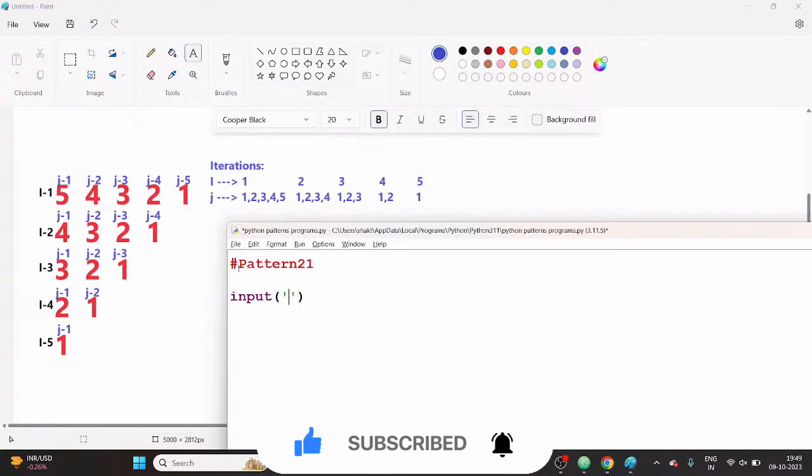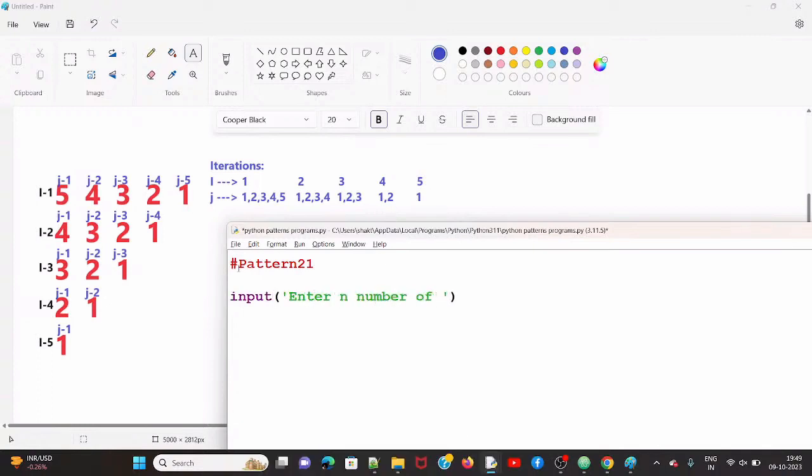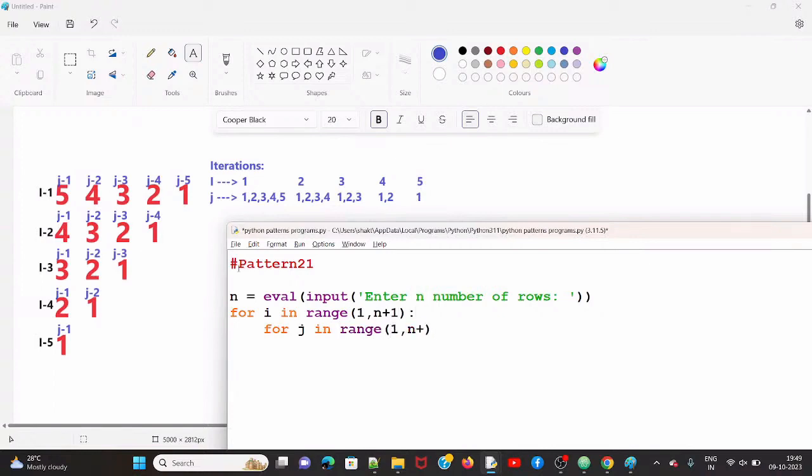So input: enter n number of rows, n equal to, and for both for loops it is the same as the previous three, guys, because as per the above iterations we can say it is the same. I'll take again 1, then n plus 2 minus I. Then what is the print, guess, guys? What to write there? 5 4 3 2 1, 5 4 3 2 1, next 4 3 2 1, next 3 2 1. All of you, what to print here?